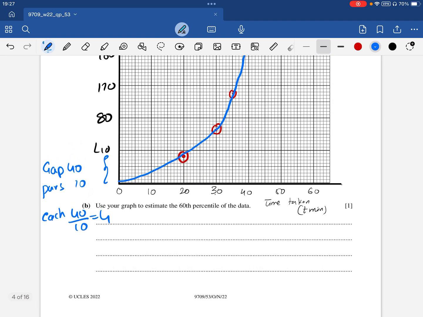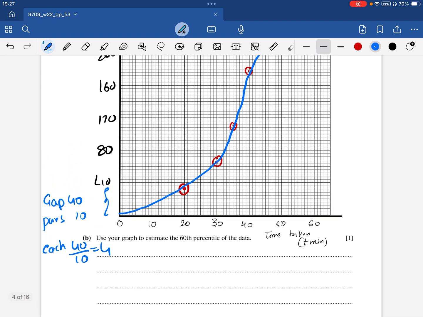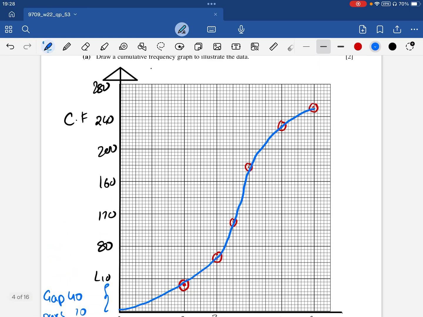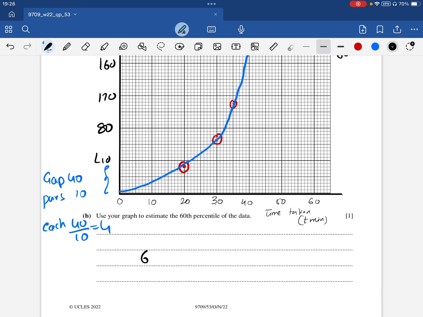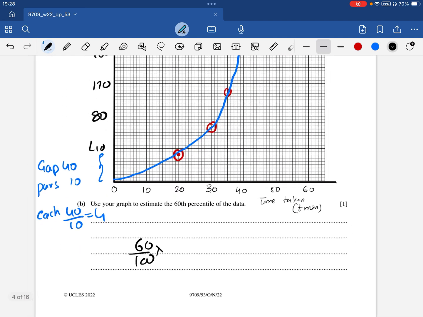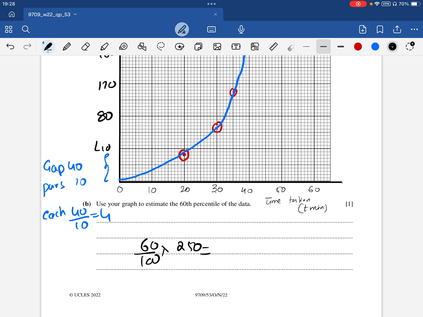Next, use your graph to estimate the 60th percentile. 60th percentile. So 60 divided by 100 times the total. How many people are there in total? 250. So 60 times 250 divided by 100 is going to be 150.